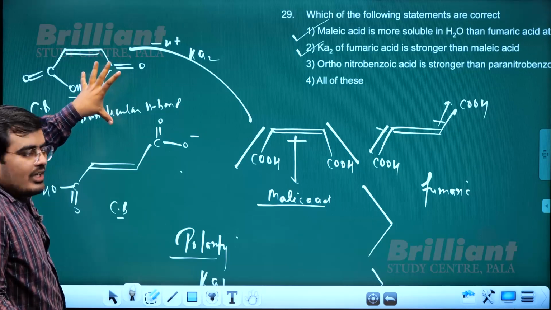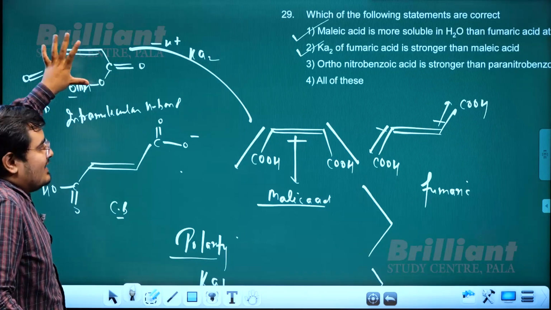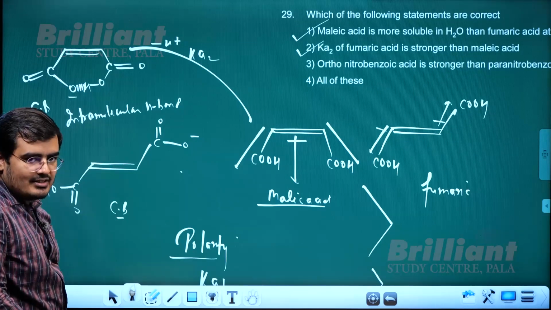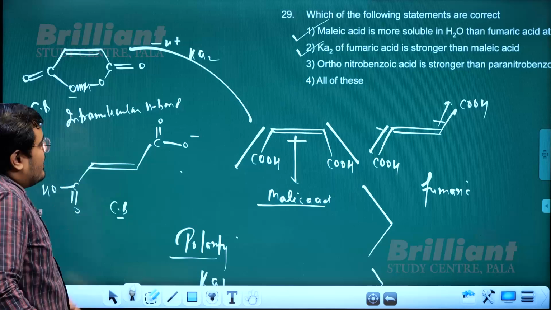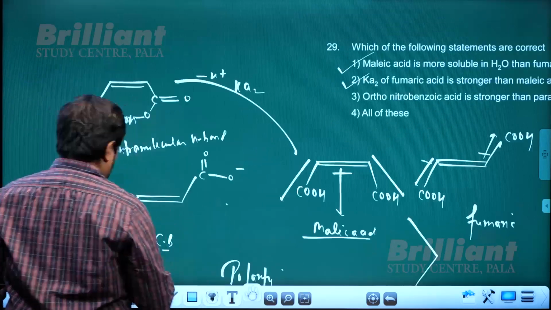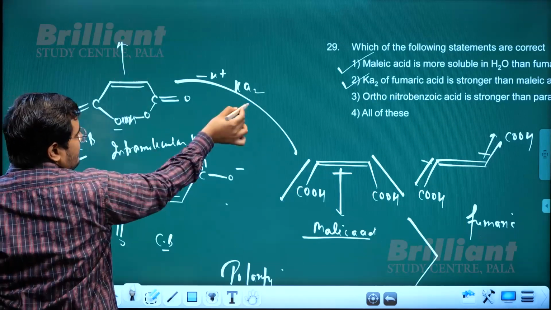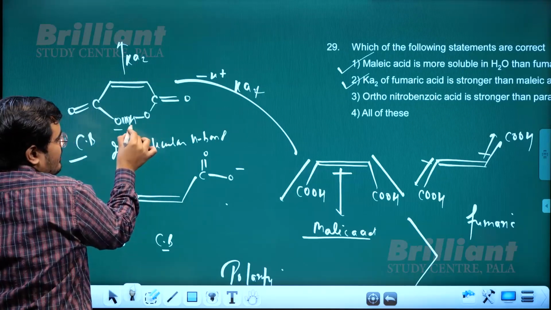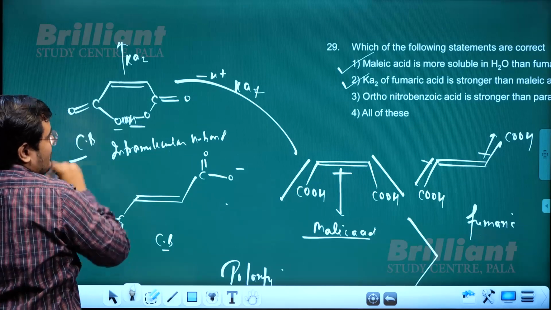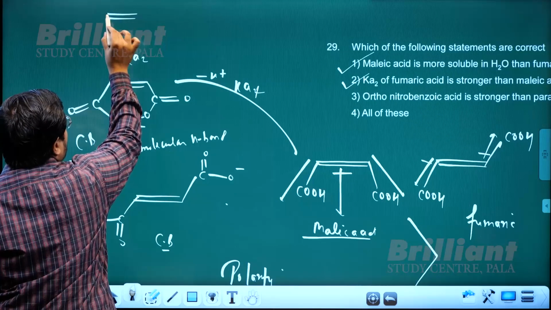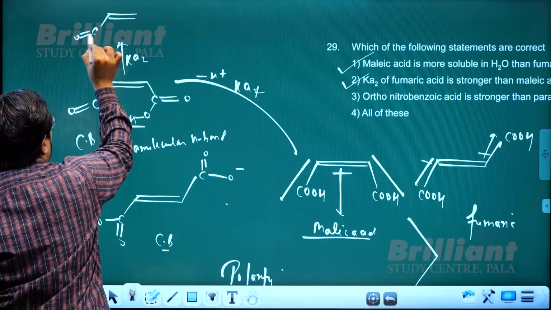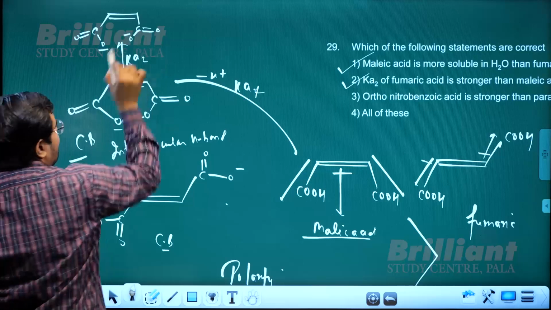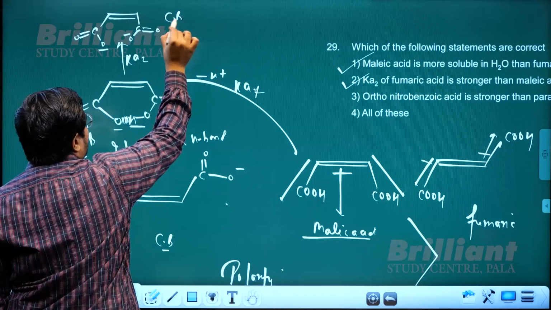The more stable the conjugate base, the more will be the acidity, and that is the reason why malic acid's first Ka value is more than that of fumaric acid. When you talk about losing the second one, let's say this was the first, Ka1, now you are talking about Ka2, losing the hydrogen which is attached to the other carboxylic acid also. So here you will have C double bond O minus, and here also you will have C double bond O minus. So this will be the conjugate base.